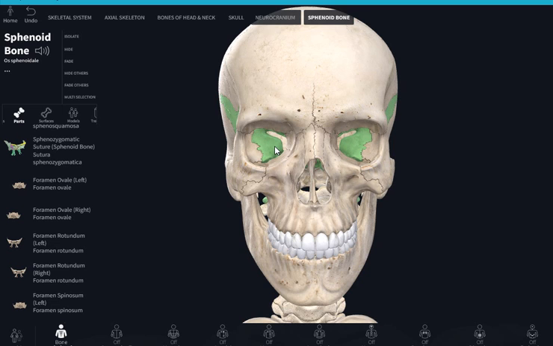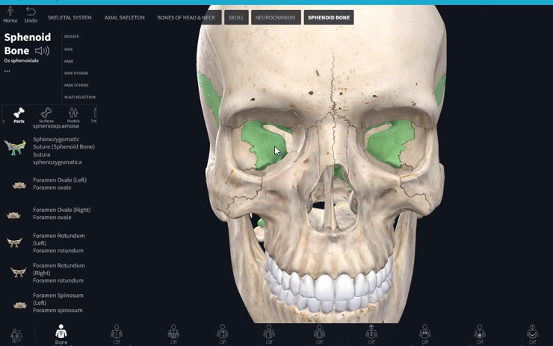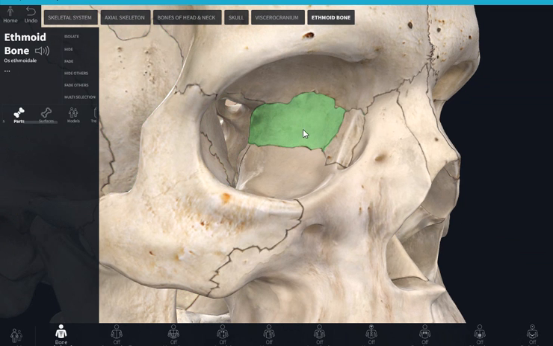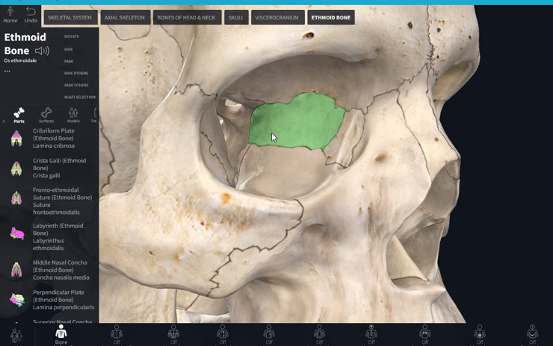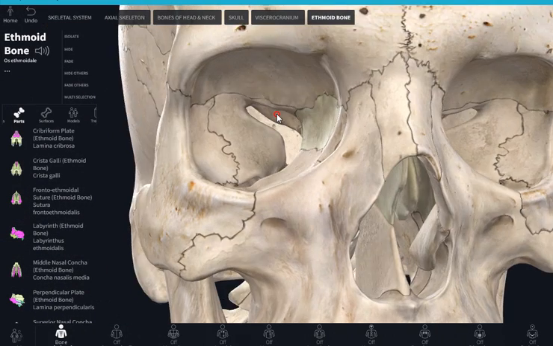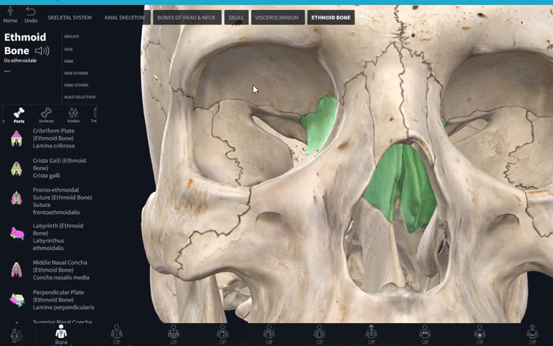Now, orbital cavity. What are the boundaries of the orbital cavity? You see that medially, if you visualize internally, we have this bone here, and this bone is going to be called the ethmoid bone. We have the ethmoid bone medially which forms the orbital cavity. We have again superiorly the frontal bone.